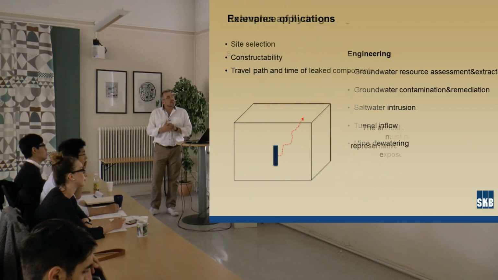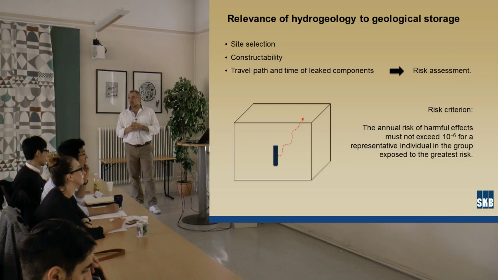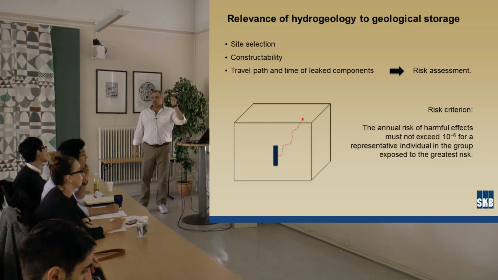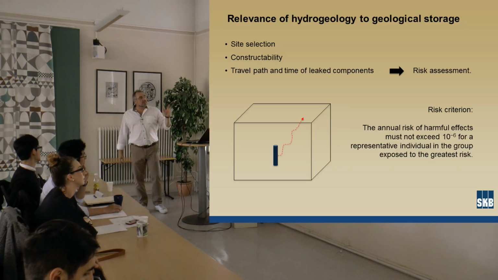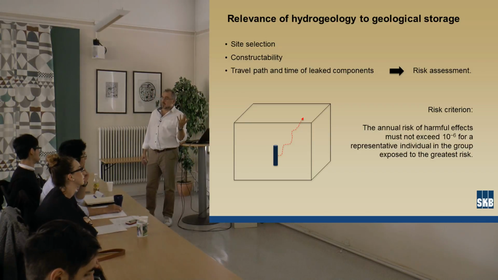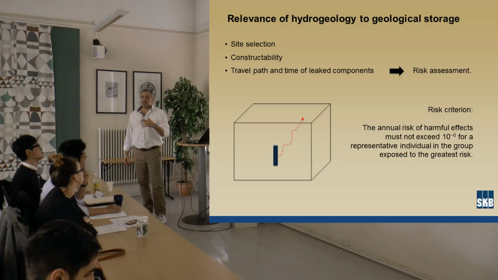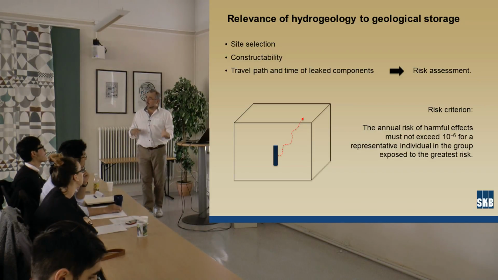Basics. So the relevance of hydrogeology to the geological storage. We have 3 legs which we are standing on. The first one is the site selection. So we have to find a site which is suitable. What is suitable? That depends on the country. But that is one part. The second one is constructability. Once we have found the site and we have to go down there, we must make sure that we can construct. The conditions are right, or else that we make them right.